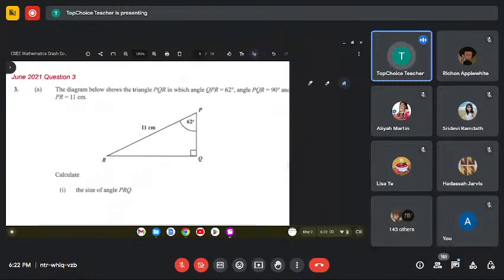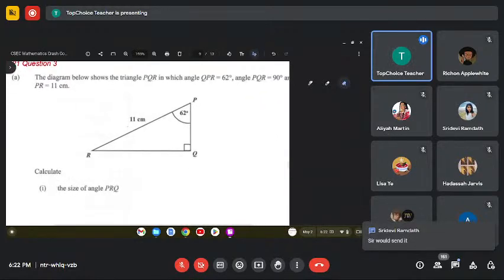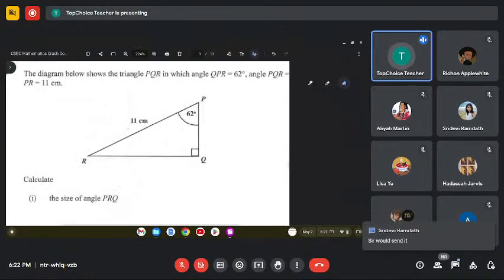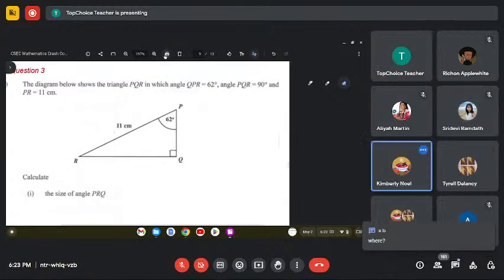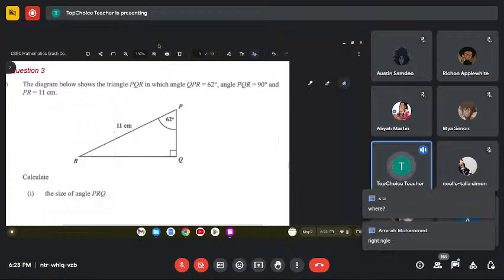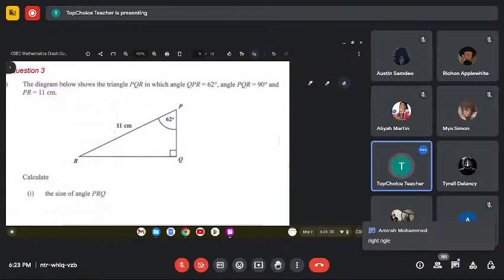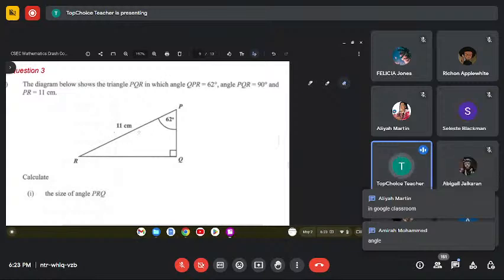And this is from the 2021 June paper, for those who are interested. We are starting off with a very, very easy question here. What type of triangle are we looking at? Right angle. Instantly, what topic should be coming to mind as you see right angles? Trigonometry. Very good, right? Excellent. So trigonometry should be coming to mind.